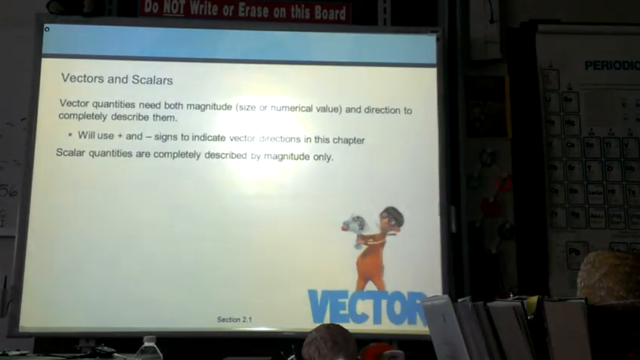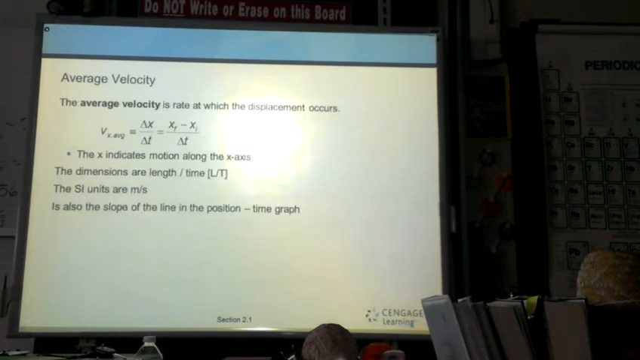We've already talked about this. A vector quantity is magnitude and direction. A scalar quantity is simply just magnitude. So for vectors, we need to indicate direction by using a positive or a negative sign in front of the magnitude, and that will tell us the direction.